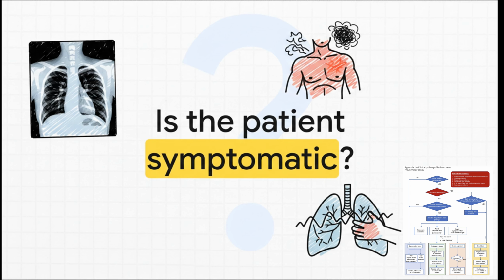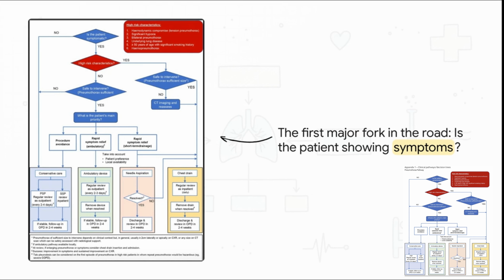Are they having trouble breathing? Do they have chest pain? Are they in distress? Yes or no? And you can see right here, this is that first major fork in the road. It's a simple question with huge implications. If you follow the chart and the answer is no, the path is pretty straightforward. It points you right to something called conservative care. We'll talk about what that means in a bit. But if the answer is yes, well, that's when a whole new set of questions opens up, and we've got to dig a lot deeper.